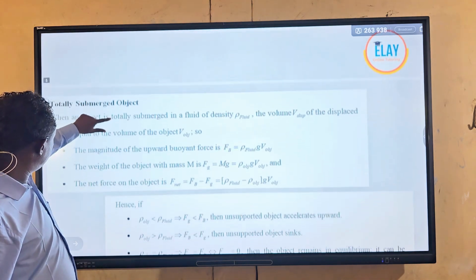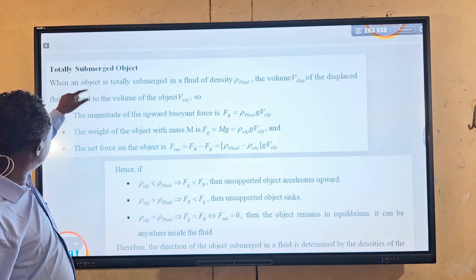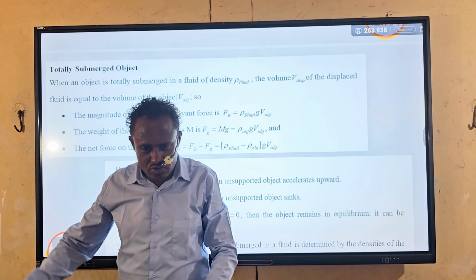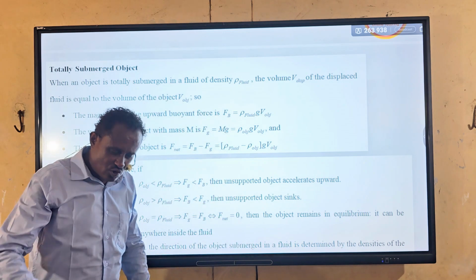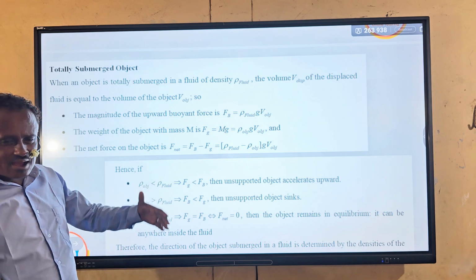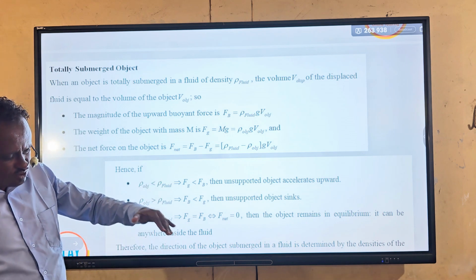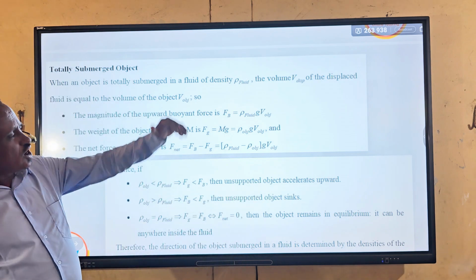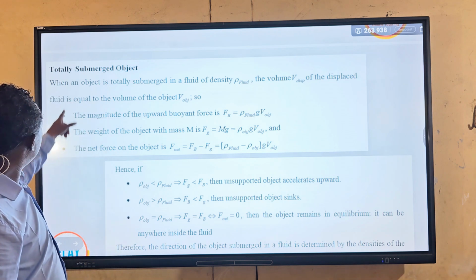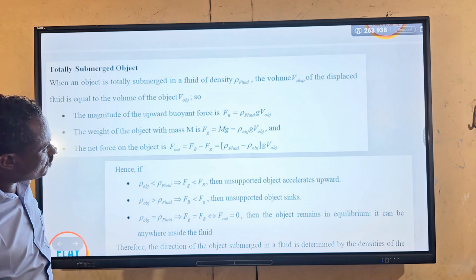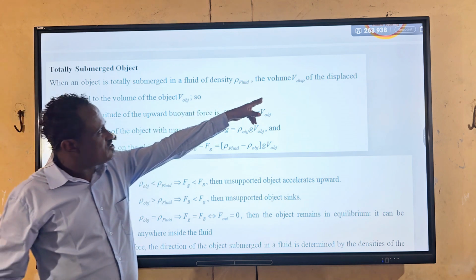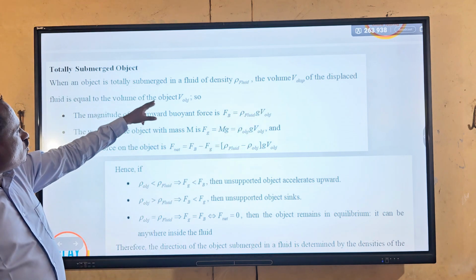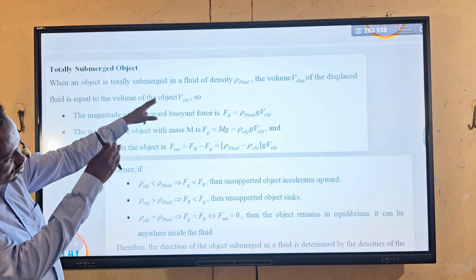And then, as we know, this is for totally submerged objects. We can characterize whether an object is floating on the fluid, or whether it is immersed or sinking into the fluid, or whether some part of the solid is submerged in the fluid while the rest is at the surface, on top of the fluid. Now, when an object is totally submerged in a fluid of this density, the displaced volume of the fluid is equal to the volume of the object, as we discussed before.